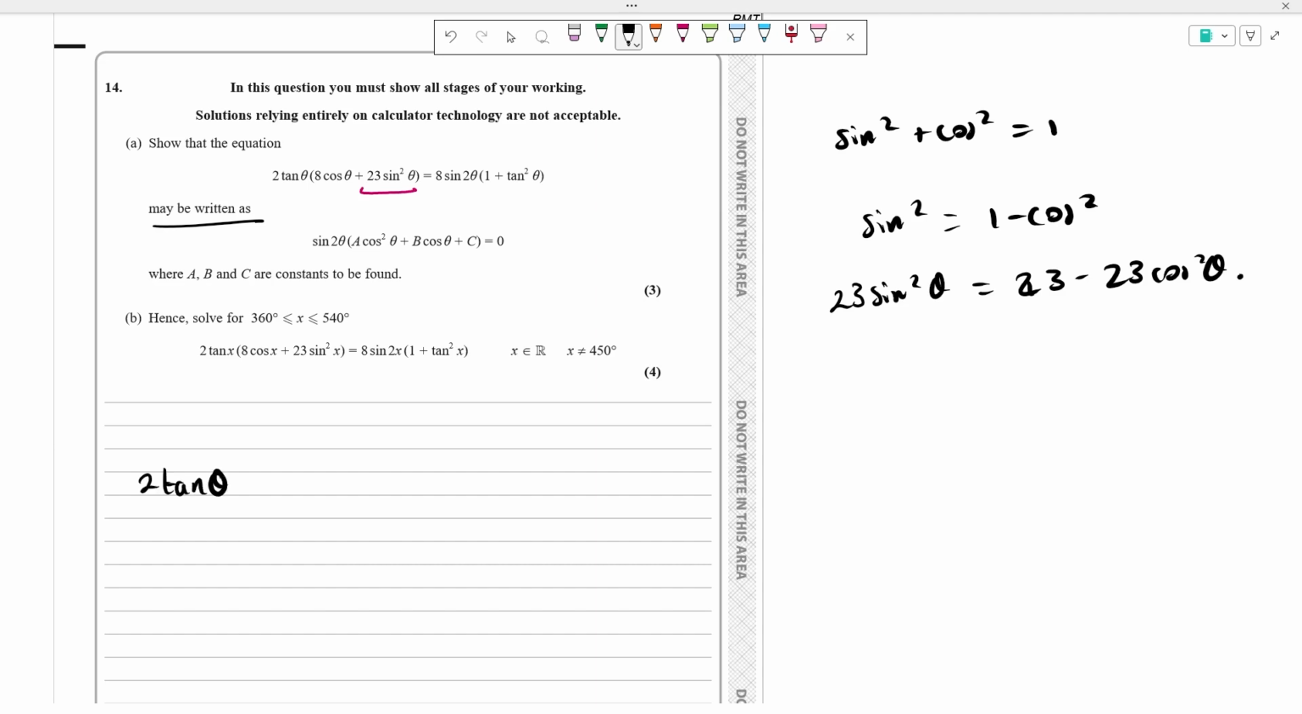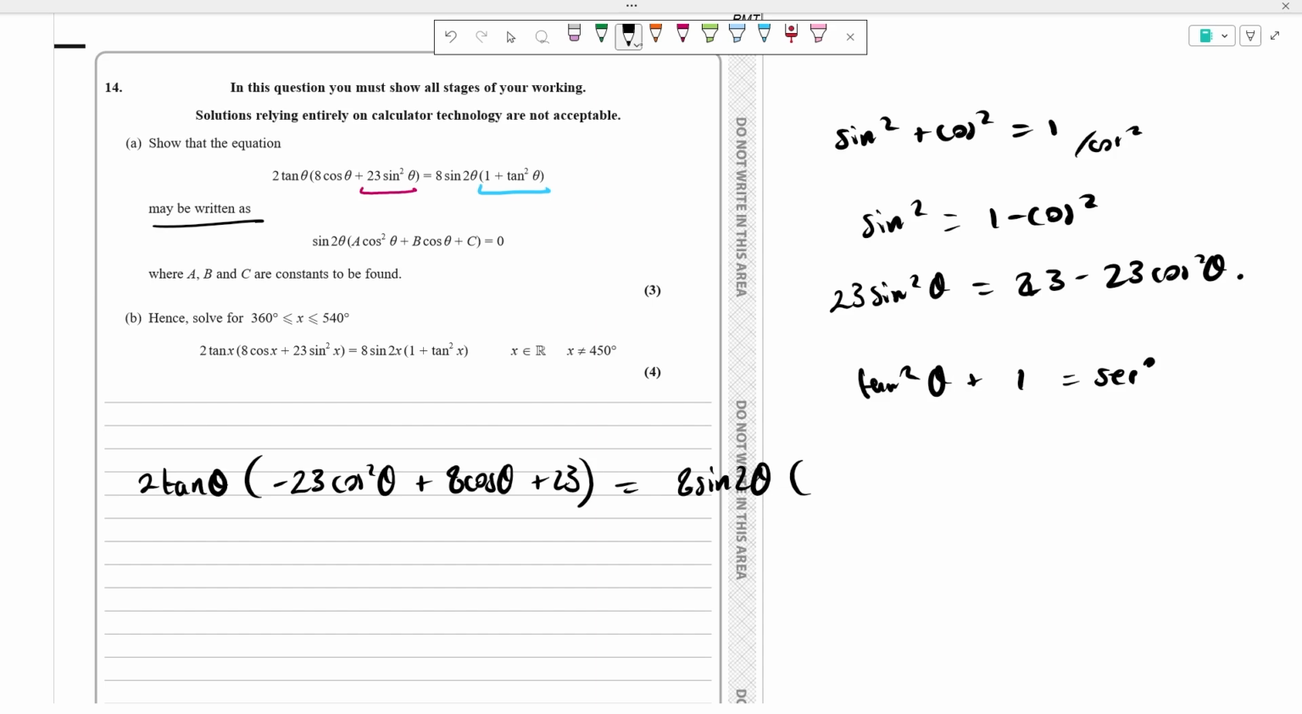2 tan theta times by minus 23 cos squared theta plus 8 cos theta plus 23 is equal to 8 sine 2 theta times by this part here. Now this is also an identity. This identity here actually is derived from this original one here. So if I divide this whole equation through by cos squared, each term divided through by cos squared, I end up with tan squared theta plus 1 is equal to sec squared theta. So instead of writing 1 plus tan squared theta, I'm going to write down here sec squared theta. Cool.